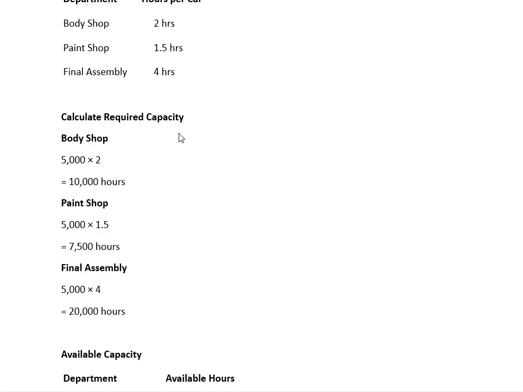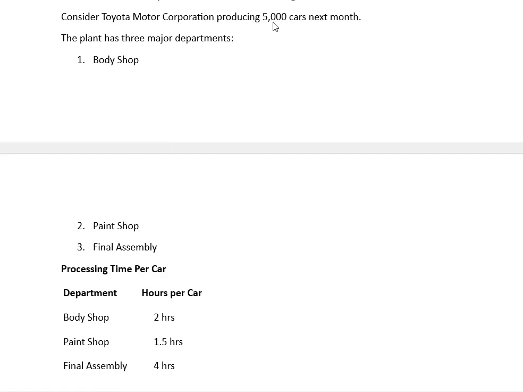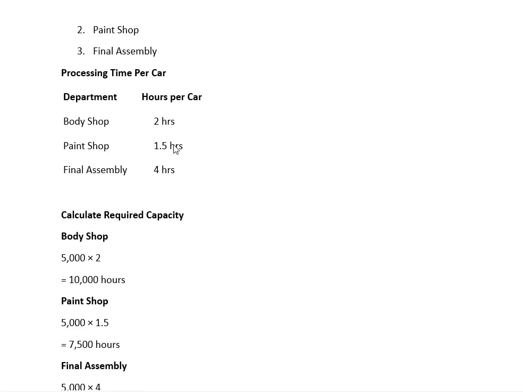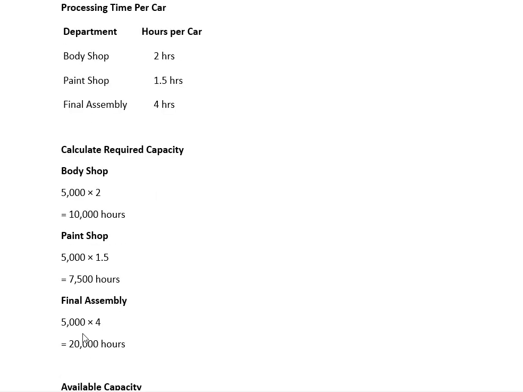Calculate required capacity. Again, how many cars we have to produce? 5,000. So multiply 5,000 by these 2, 1.5 and 4 for the respective departments. So for body shop, 5,000 into 2 is 10,000 hours. For paint shop, 5,000 into 1.5 is 7,500 hours. For final assembly, 5,000 into 4 is 20,000 hours. So for body shop it is 10,000 hours, paint shop it is 7,500, and for final assembly it is 20,000 hours.